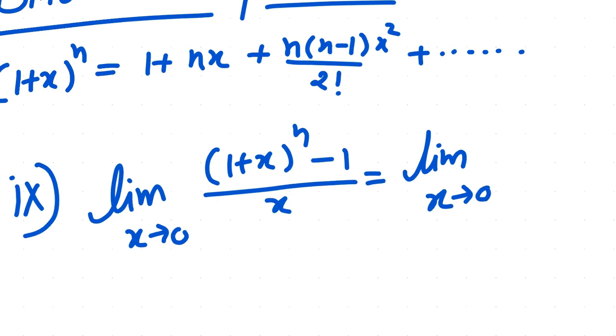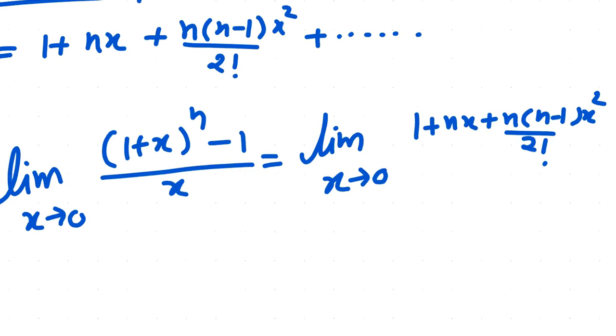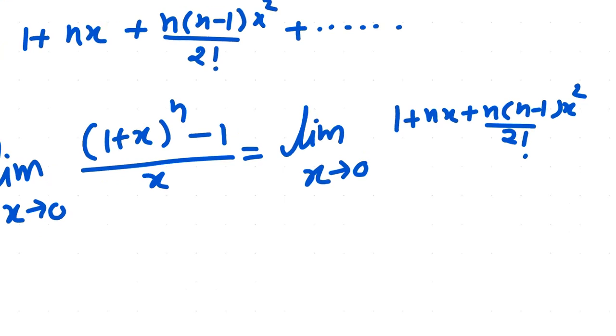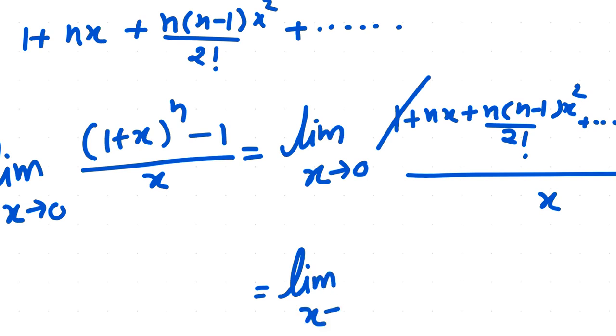And now let us put the value of this expansion, this entire thing, okay? Let us put here. Yes, ma'am. 1 plus nx plus n into n minus 1 into x square by factorial 2, plus up to so on, and minus 1 upon x. We can cancel this plus 1 and minus 1. Yes, ma'am. Limit x tends to 0, and we have n into x plus n into n minus 1 into x square plus up to so on over x.